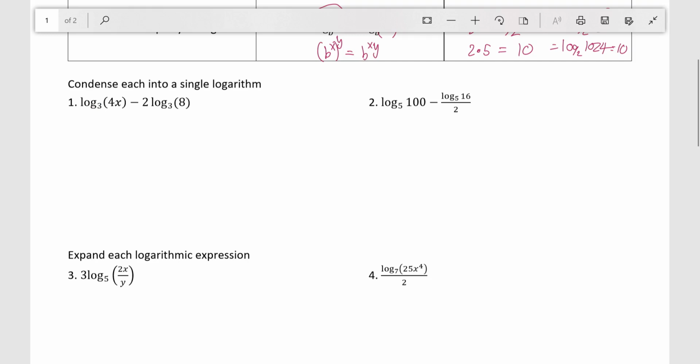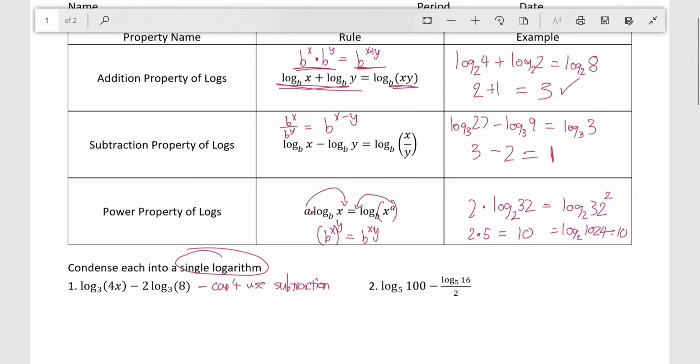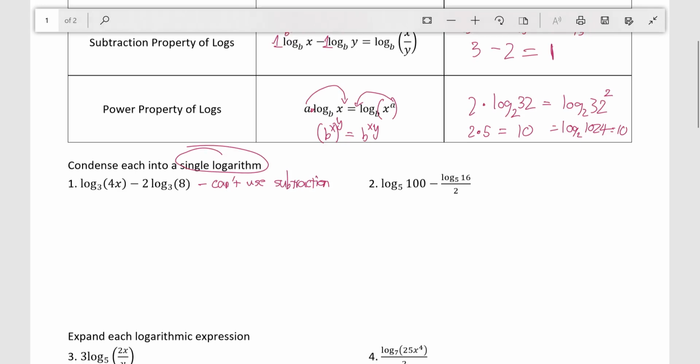But these we can. So here I have log base 3 of 4x minus 2 log base 3 of 8. And I just want to condense it into one logarithm. So for starters, I notice I have subtraction here, but I can't use the subtraction property because of that coefficient. So that's really important to remember, that the subtraction and the addition properties require that these have coefficients of 1. Or technically the same coefficient, but it's easiest if it's just 1.